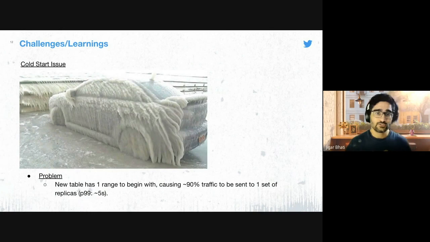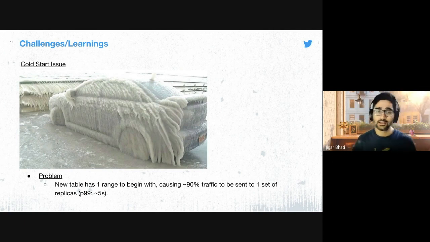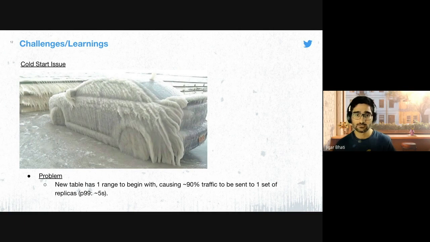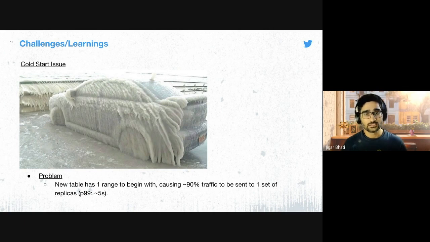So the first issue that we observed was the cold start issue. This term is mostly derived from how cars behave during winters when there's a lot of snow. It takes a lot of time for the car to warm up. Similarly, if a CockroachDB cluster has a table which is newly created and no traffic has been sent to it, it can happen that when you try to hit that table with a large amount of QPS, which is on the order of 500K QPS in this case, 90% of the traffic gets sent to the one set of replica or the one range that the table is initially assigned with. And that can lead to cluster stability issues. And we saw P99 latency as high as 5 seconds. So it was not acceptable for us.